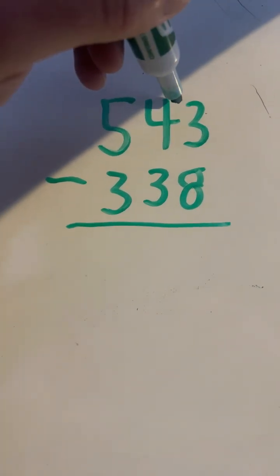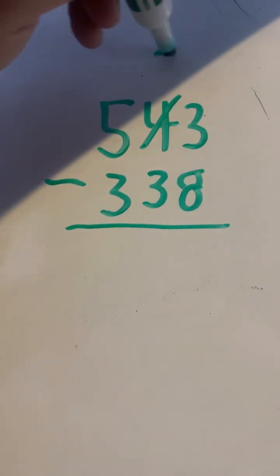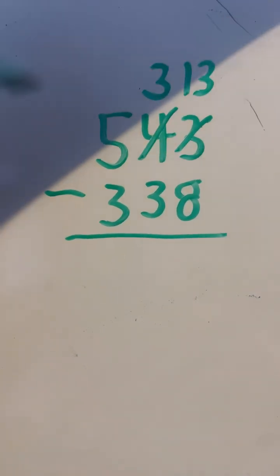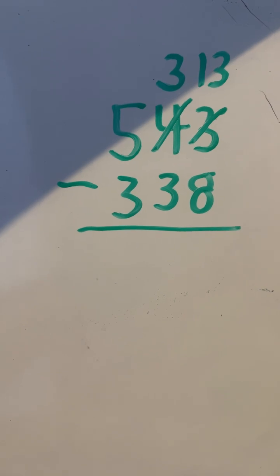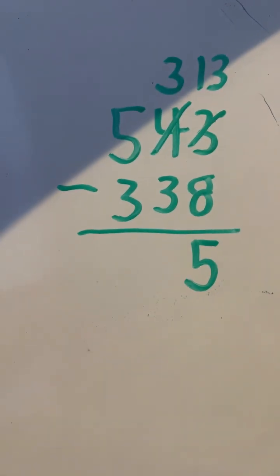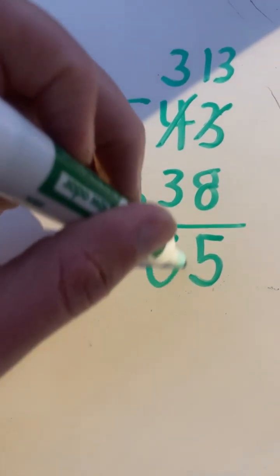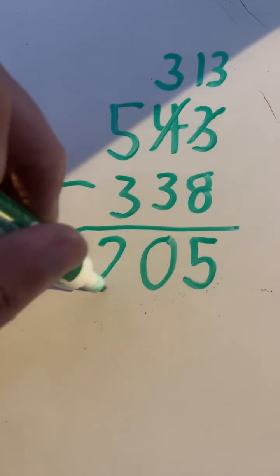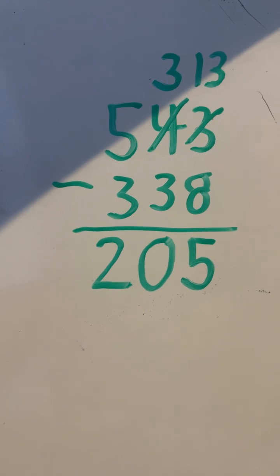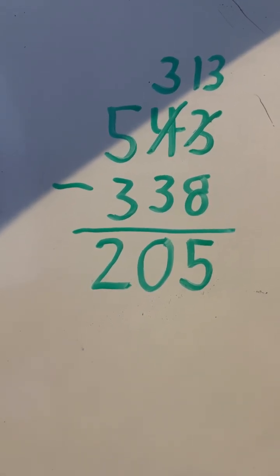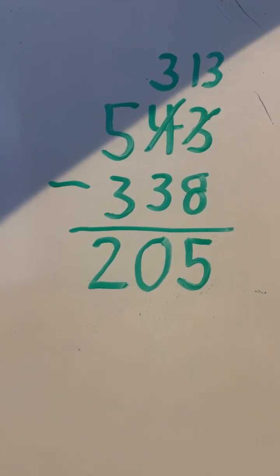So we have to take a 10 from the tens place. That 4 is going to become a 3. And that 3 is going to become a 13. So now we can subtract. 13 minus 8 equals 5. 3 take away 3 equals 0. And 5 take away 3 equals 2. And we have our final answer, 543 minus 338 equals 205.